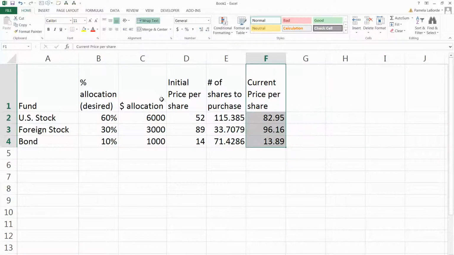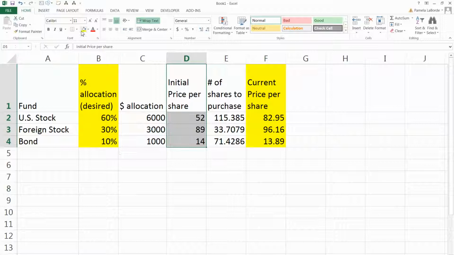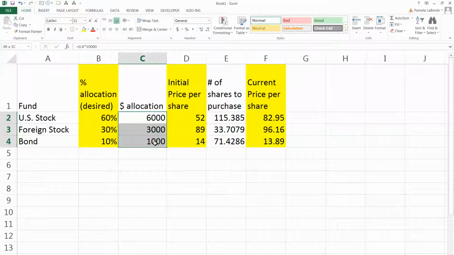This would have to be given, so I'm going to highlight that. These are for the test. In real life, of course, you would have to determine your desired allocation. You'd look up these prices, but these would also have to be given. And then I'd have to tell you here how much money you had. So here I said you had $10,000 total. And then you're solving for how much money to put in each and how many shares to purchase of each.